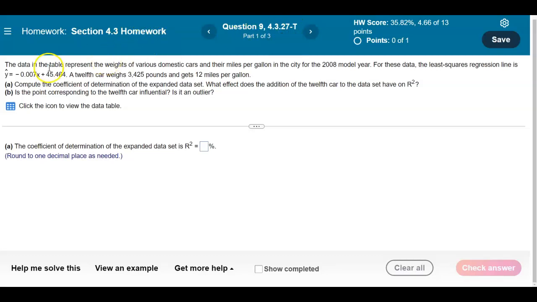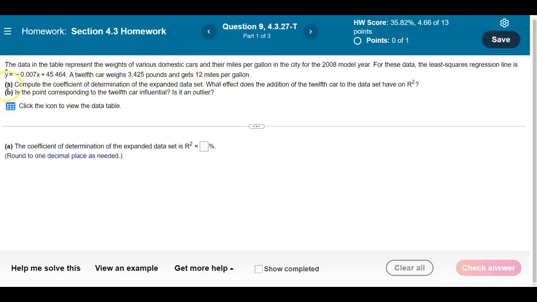4.3.27-T. The data in the table represent the weights of various domestic cars and their miles per gallon in the city for the 2008 model year. For these data, the least squares regression line is y hat equals negative 0.007x plus 45.464. A 12th car weighs 3,425 pounds and gets 12 miles per gallon.